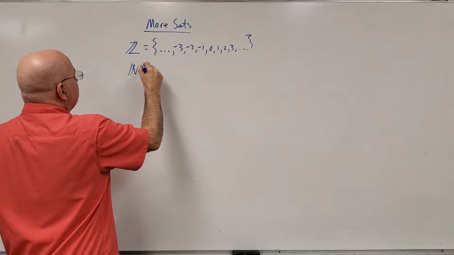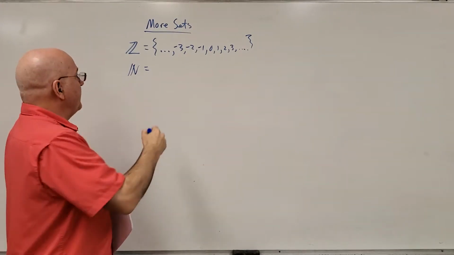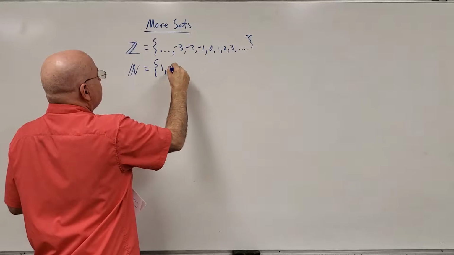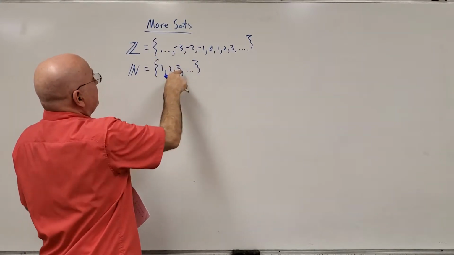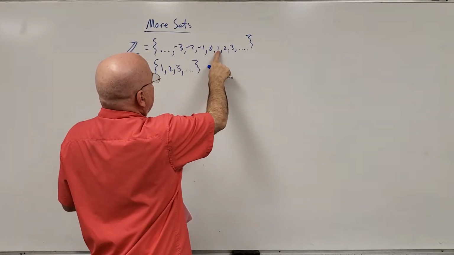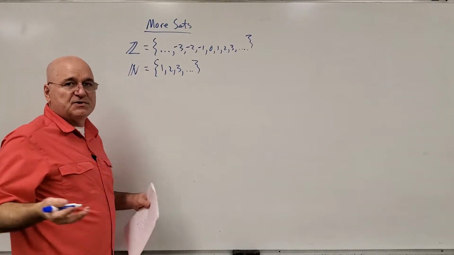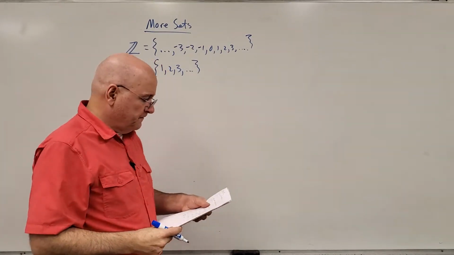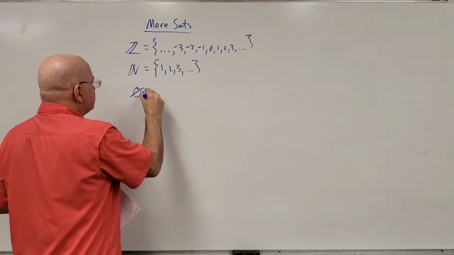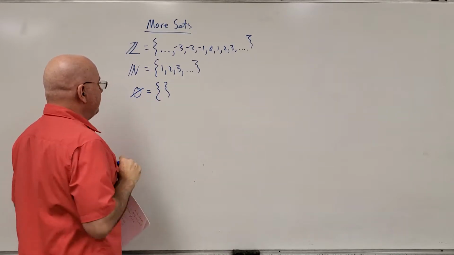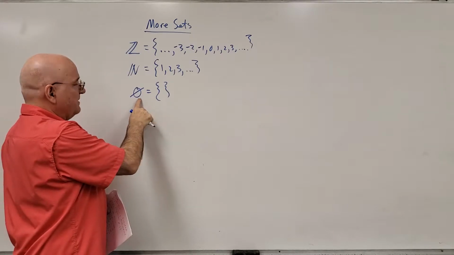N, this fancy N, is the set of natural numbers. The natural numbers start at 1, 2, 3, ... So the natural numbers are all integers, but they start here, 1, 2, 3, ... You could call this set of natural numbers just the positive integers. How about this? We already saw this one. The set with no members is the empty set. And you can write it this way, brackets with nothing in it, or this symbol right here.